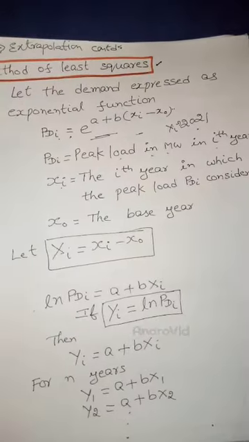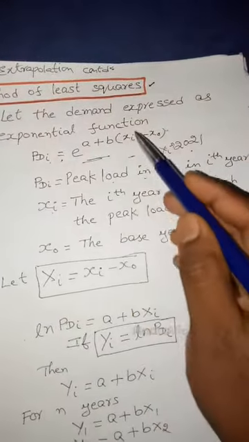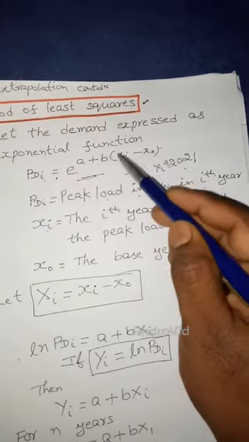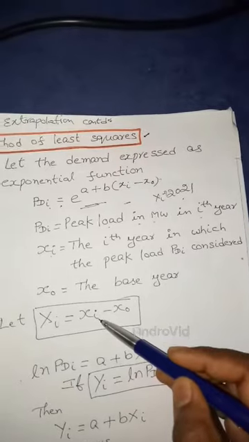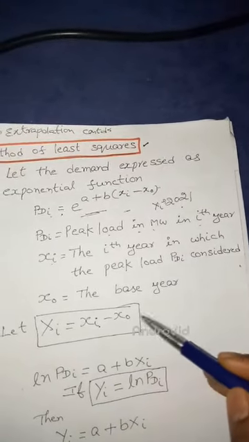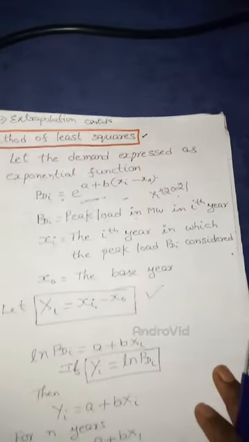So this xi, and what about this one? This is e power a plus bxi. So what is xi? Capital Xi is equal to small xi minus x0 that we have taken. I think you are following.